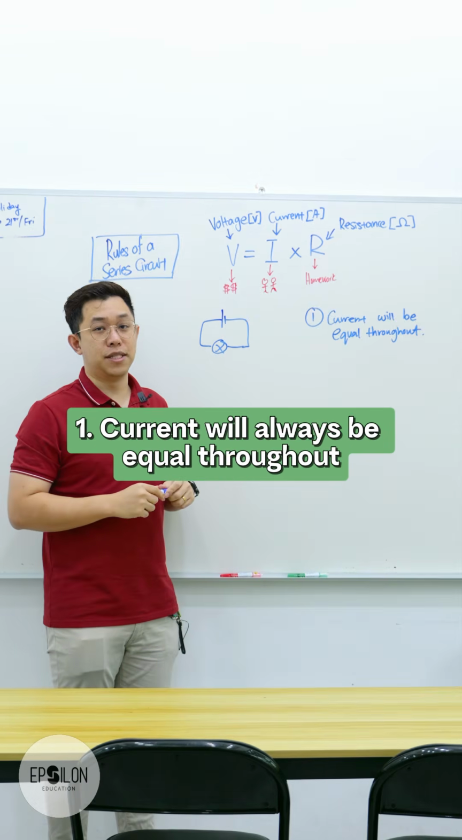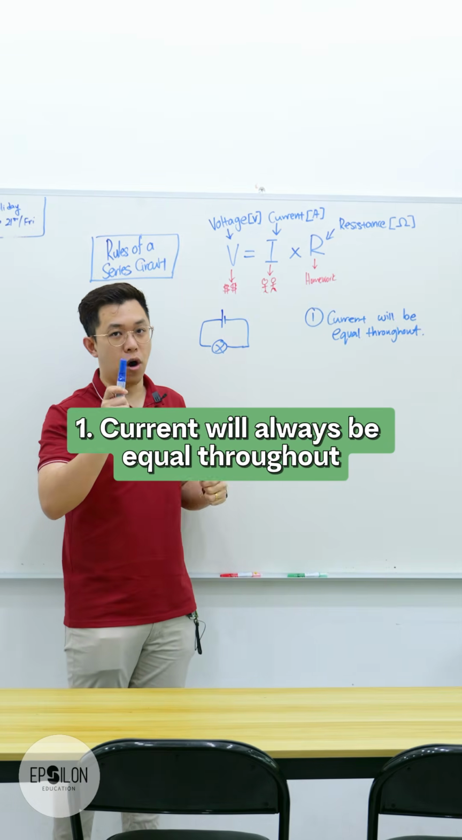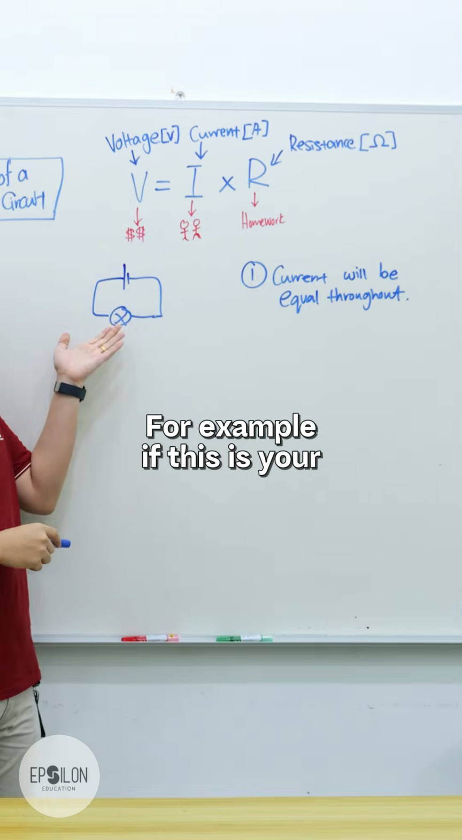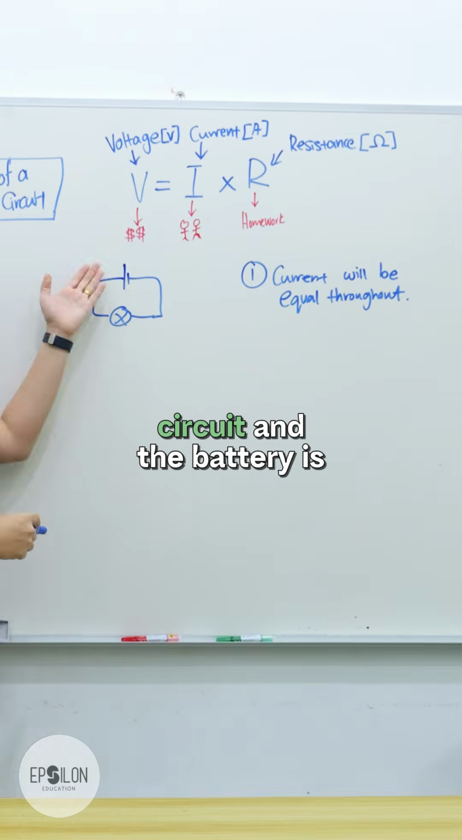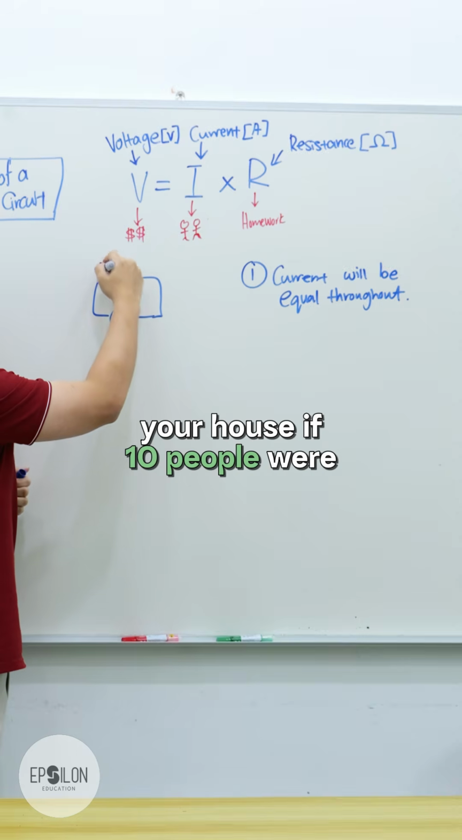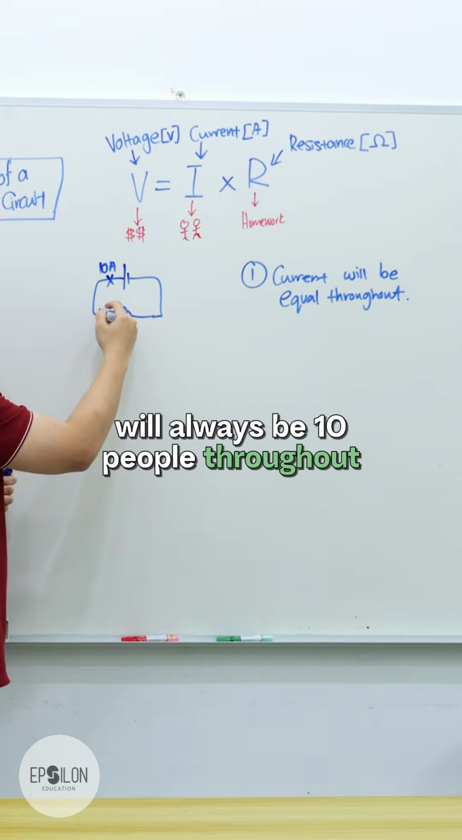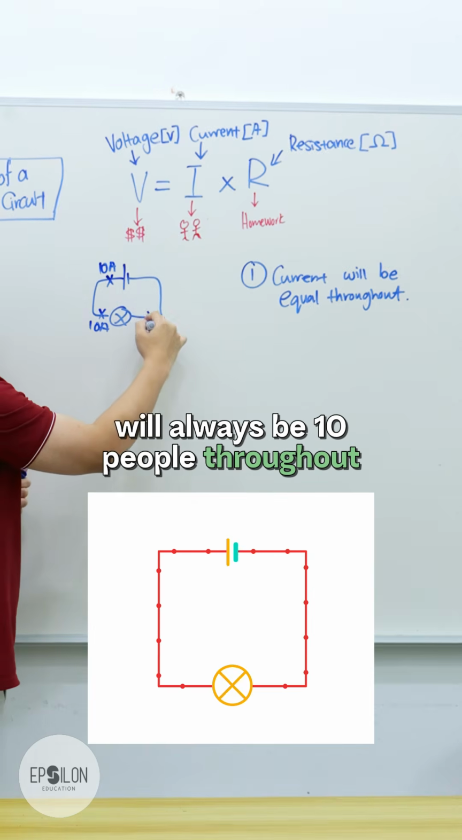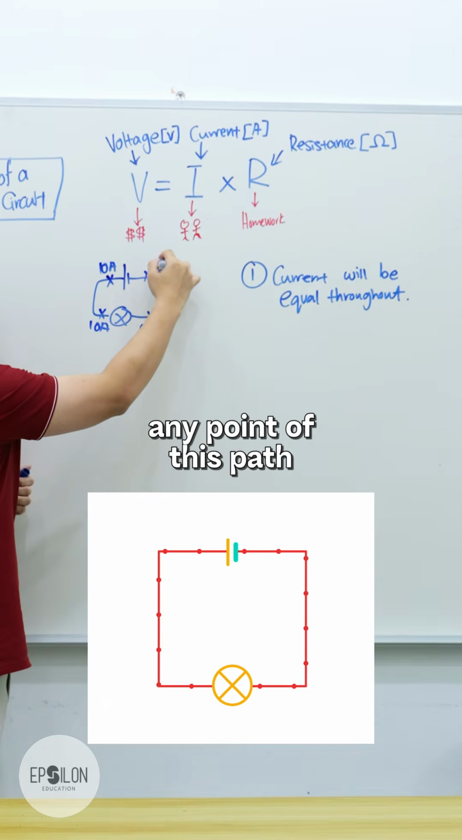The first rule of a series circuit is that current will always be equal throughout. For example, if this is your circuit and the battery is your house, if 10 people were to leave your house, there will always be 10 people throughout any point of this path over here.